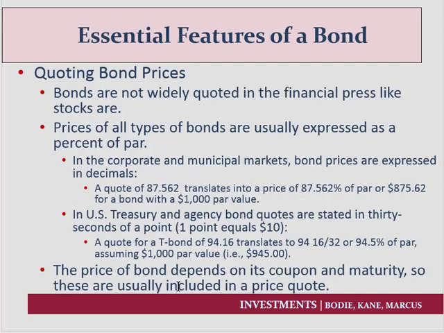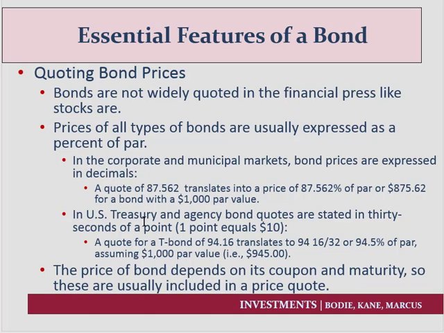So how do we quote prices, or how do you find the prices of bonds? When bonds appear in the financial press, when you see them print the returns or the information about a bond, typically they translate into percentages. For corporate and municipal bonds, they're priced in decimals. So if 87.562 is the quote, if you move that one decimal place to the right, $875.62 is the value of that bond.